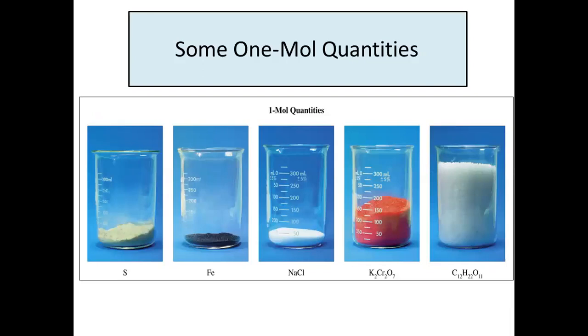Similarly, you can see some 1 mole quantities for the substances. You can see the quantities of sulfur, then iron, then 1 mole of sodium chloride, then potassium dichromate, then a compound like glucose. So similarly, you can see the images having 1 mole quantity, but the particular volume is differing. So what is the conclusion? The 1 mole of substance, although the calculations are the same, the weight may be different for different substances depending upon the particular quantity.